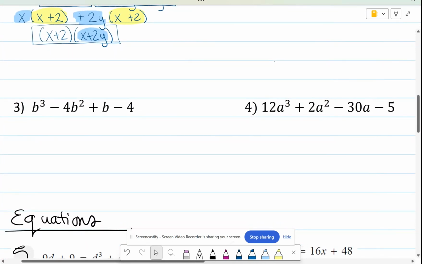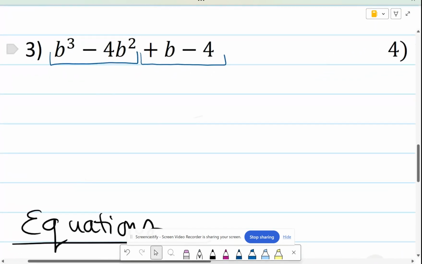I'm going to work through 3 and 4. You can do them at your own pace as well. 3 and 4 should be less tricky than 2. 3 is b cubed minus 4b squared plus b minus 4. And I'm not going to rearrange these. I'm going to show you how to deal with something here where they don't have an obvious common factor.